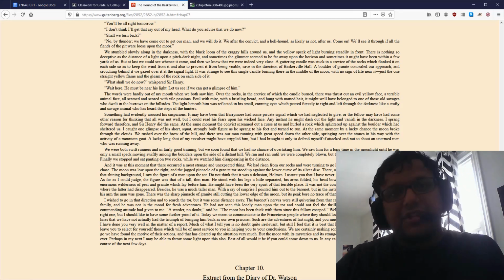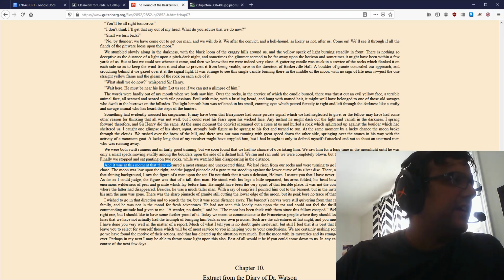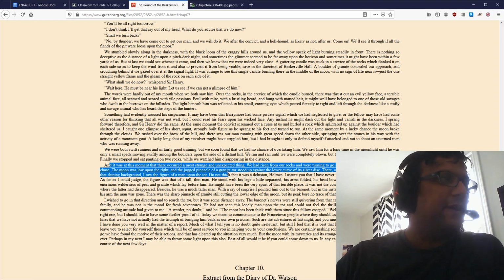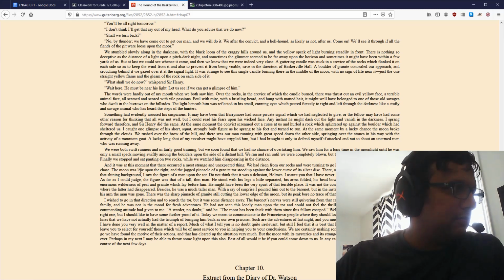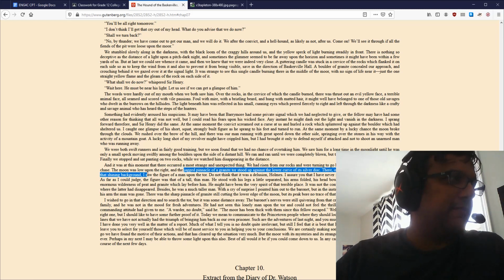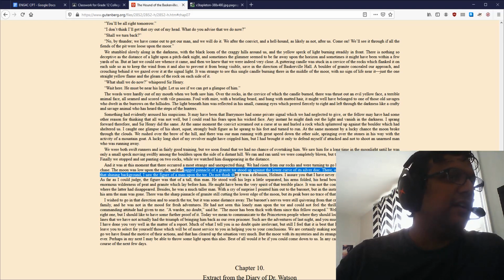Here, let me find that. So this is at the end of chapter 9, right? This is towards the end of chapter 9, second last paragraph. And it was at this moment that there occurred a most strange and unexpected thing. We had risen from our rocks and were turning to go home, having abandoned the hopeless chase. The moon was low upon the right, and the jagged pinnacle of a granite tor stood against the lower curve of its silver disk. There, outlined as black as an ebony statue on that shining background, I saw a figure of a man upon the tor. Do not think it was a delusion, Holmes. I assure you that I have never in my life seen anything more clearly.